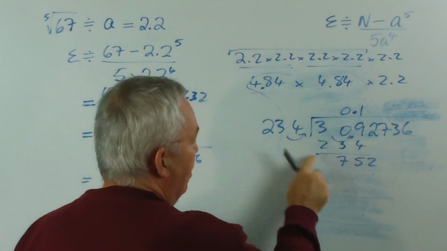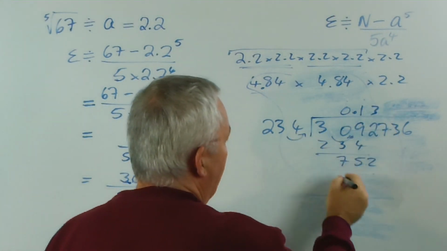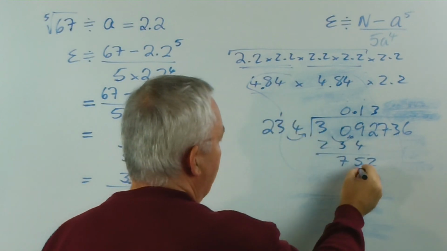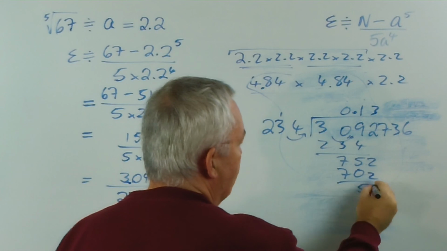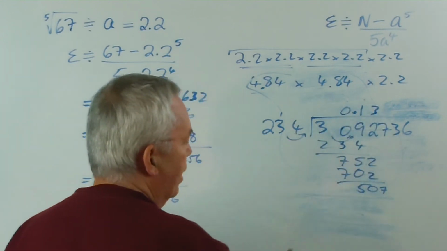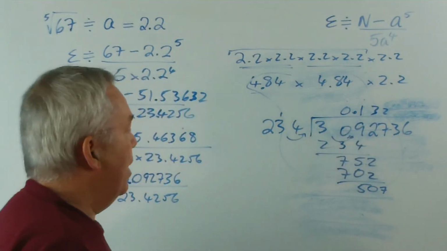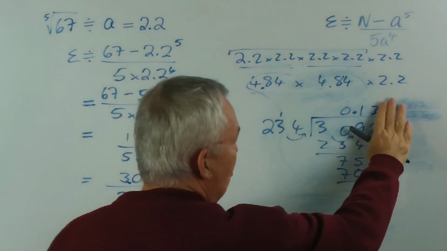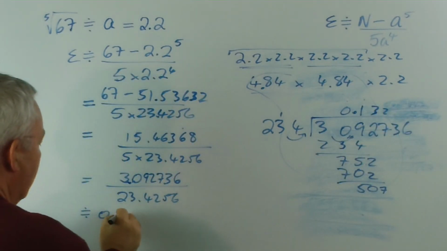Bring the 2 down. 2 into this goes about 3 times. 3 4s, 12, carry 1, 10, 1, 7. That's pretty close. You see 50 and bring down the 7. You can see it goes about twice again, roughly. Now we're really only after about 1 or maybe 2 decimal places. Let's call it 0.13. So it's approximately 0.13.